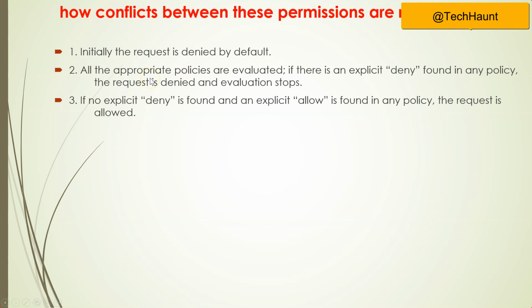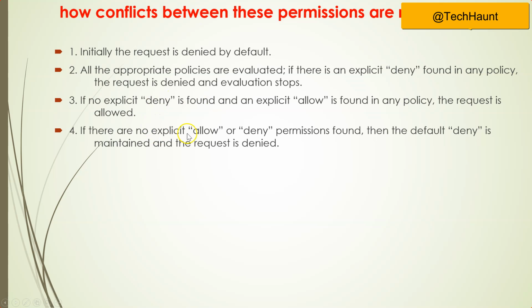All the appropriate policies are evaluated. If there is an explicit deny found in any policy, the request is denied and evaluation stops. If no explicit deny is found and an explicit allow is found in any policy, the request is allowed. If no explicit allow or deny permissions are found, then the default deny is maintained and the request is again denied. So that's how conflicts in policy permissions are resolved in IAM.